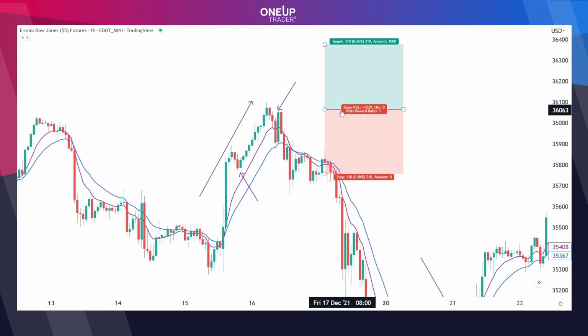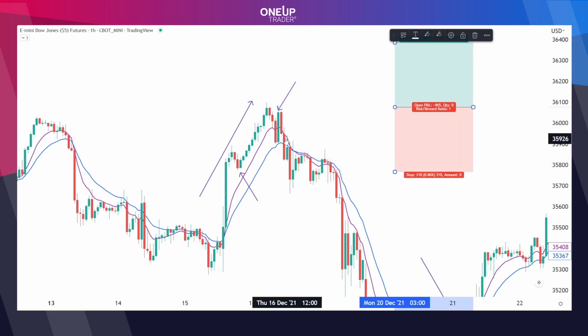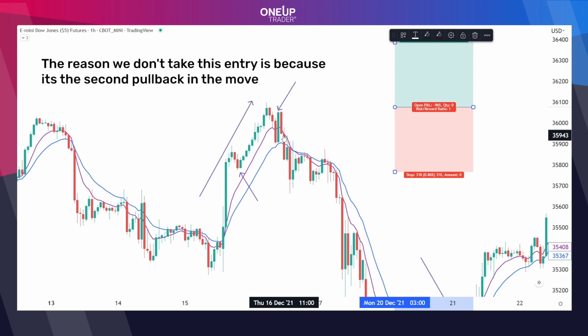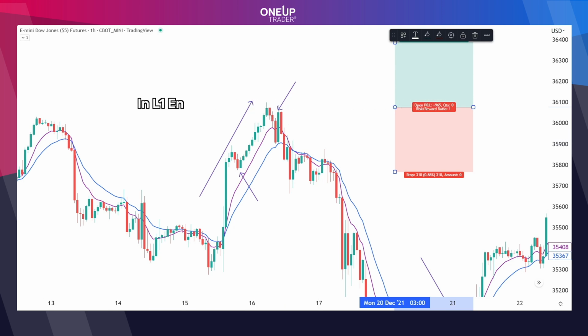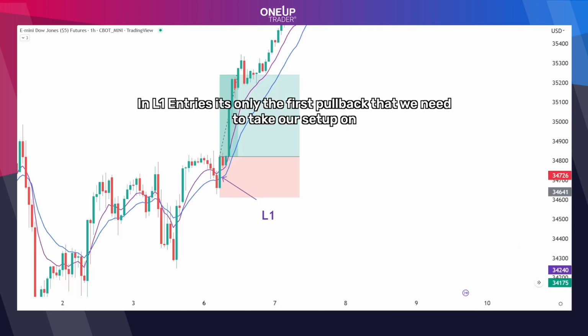Even though at this point we've touched the 9 exponential moving average, and we get a perfect bullish engulfer that we could take our long entry on at that point, the reason we don't take this is because it's the second pullback in the move. So in L1 entries, again, it's only ever the first pullback that we need to take our setup on.